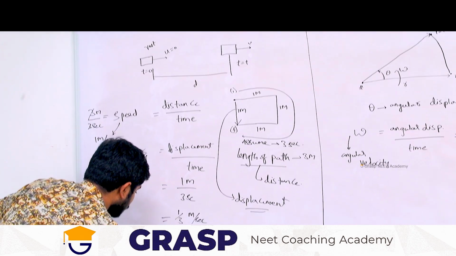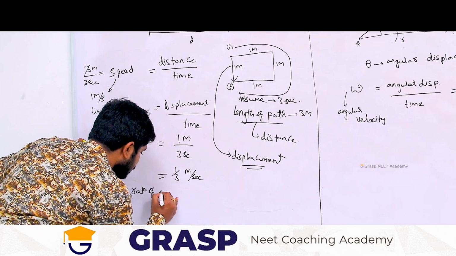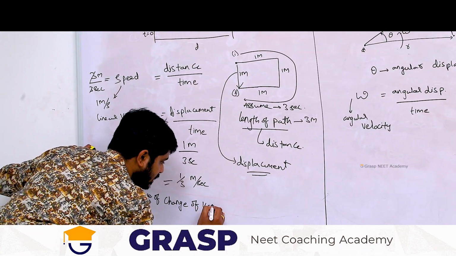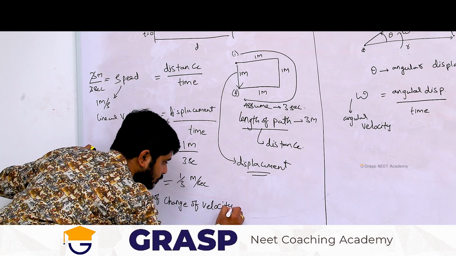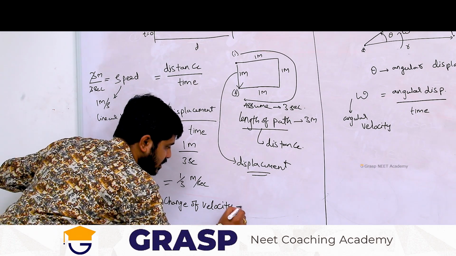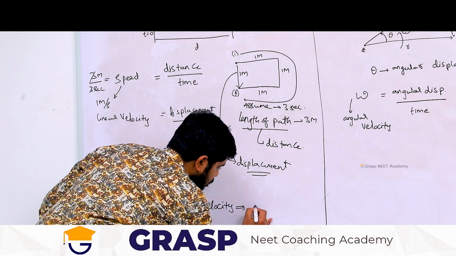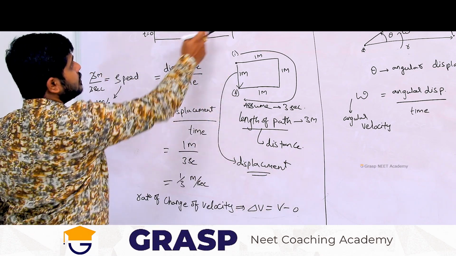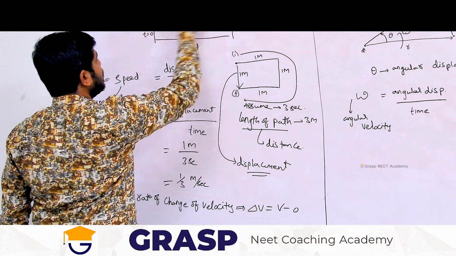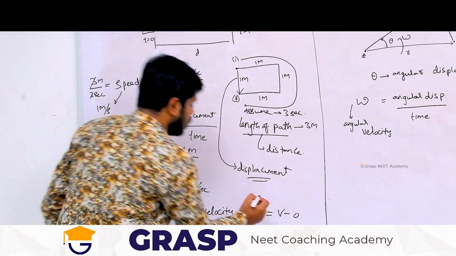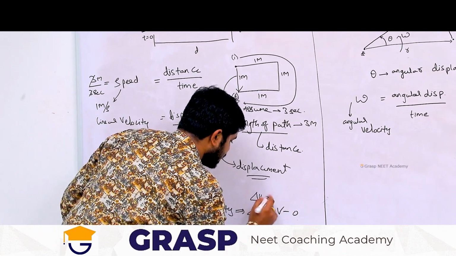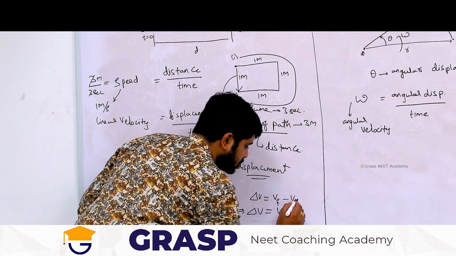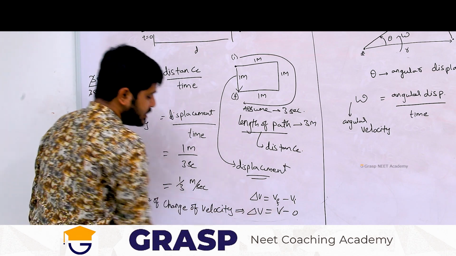Rate of change of velocity, which is nothing but velocity change. What is velocity change? dv, that is v minus 0. No, here this is final and this is initial. So any change, we always consider it as v final minus v initial. Initial it is 0, final it is v.